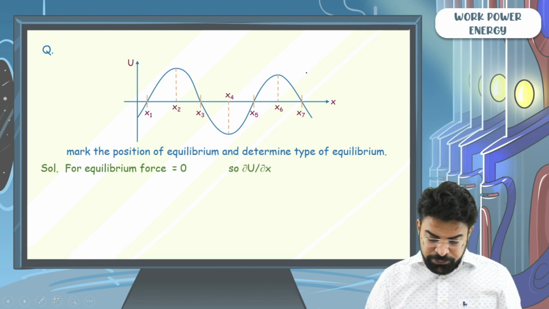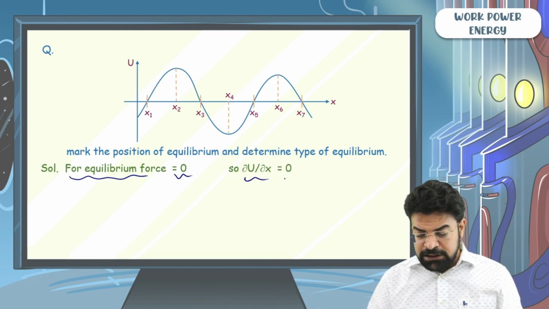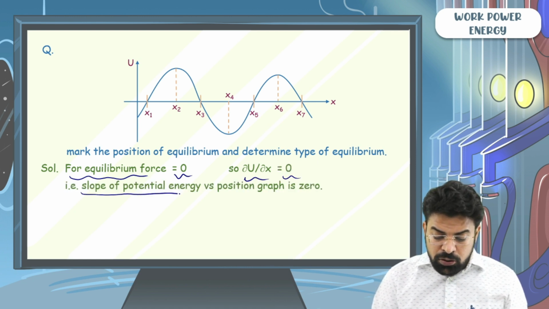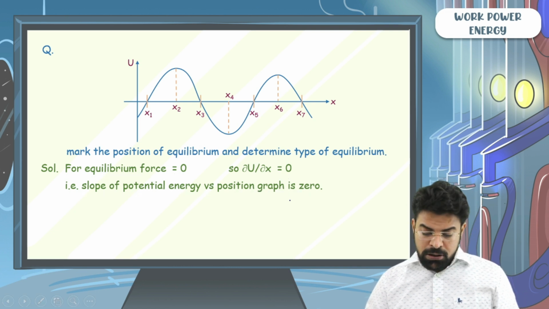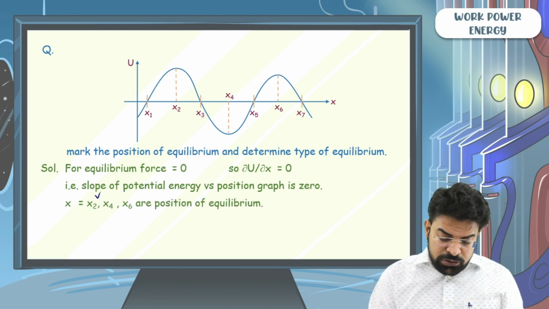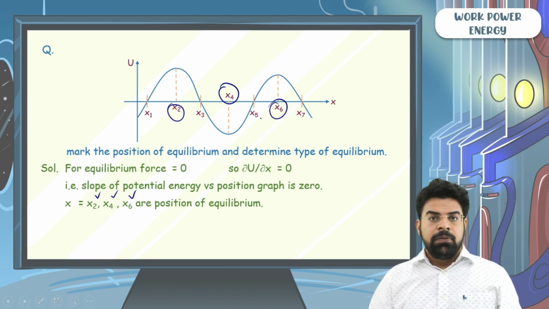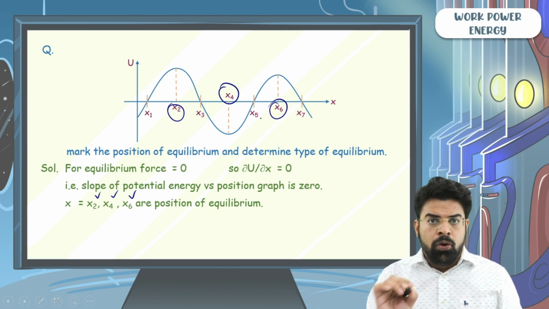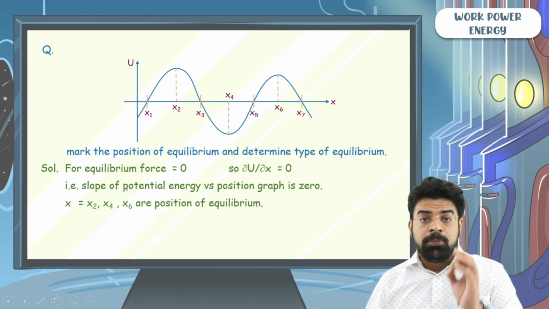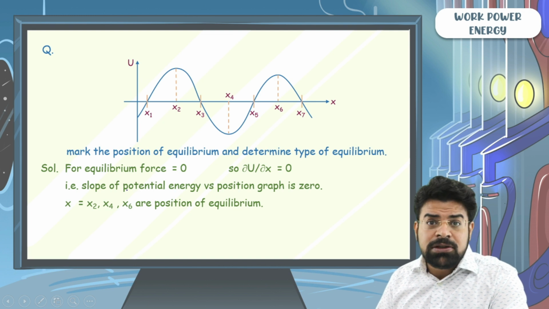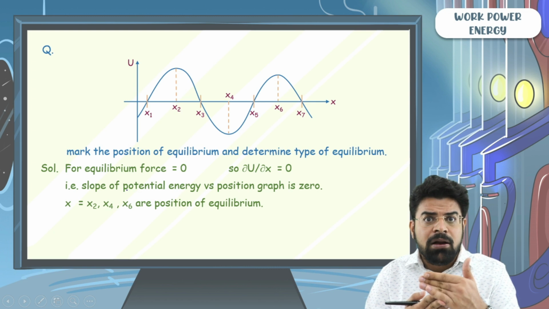So we can say, for equilibrium, force has to be 0, so del u by del x has to be equal to 0. Hence, the slope of the potential energy versus position graph has to be 0. Now, at x equals x2, x4 and x6, we have got the slope del u by del x equal to 0, hence the force equals 0. So these are the positions of equilibrium. Now comes the big question: which type of equilibrium is this? Is it stable, unstable or neutral?